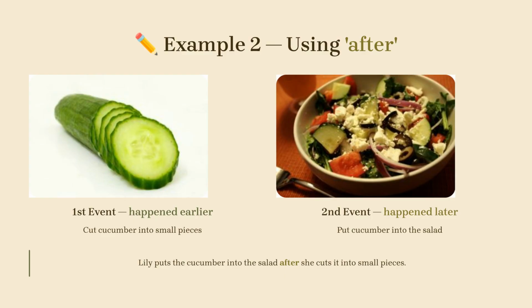Here is another example using after. The first event, which happened earlier, is cut cucumber into small pieces. The second event, which happened later, is put cucumber into the salad. Connecting these gives us Lily puts the cucumber into the salad after she cuts it into small pieces.